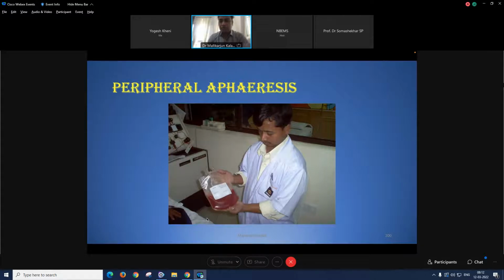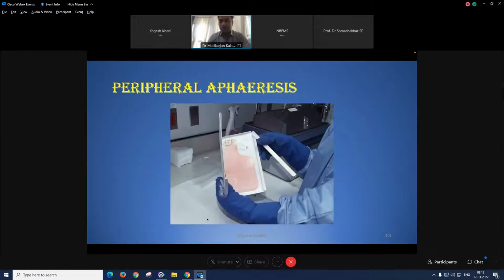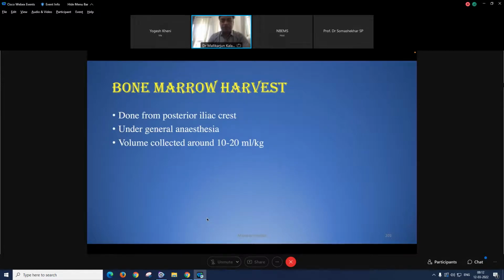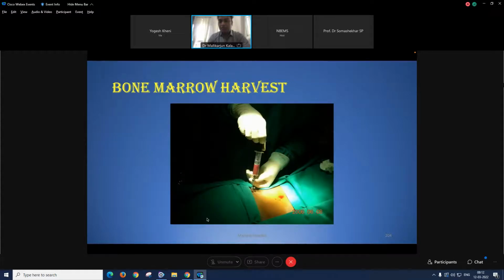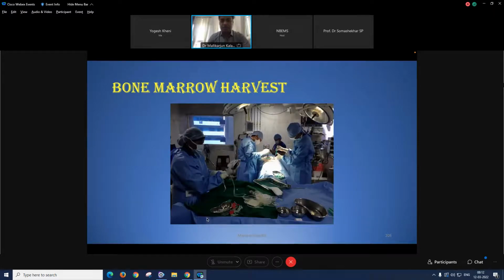Once we collect the cells, you do a CD34 enumeration to find out whether you have enough stem cells, and then you cryopreserve them at -80 or -160 and use them for reinfusion. We tend to do a marrow harvest when we have thalassemia or bone marrow failure. Typically, you take the donor to the OT, give general anesthesia, and collect about 10 to 20 ml of bone marrow from multiple punctures on the posterior iliac spine, and it is done in the OT.